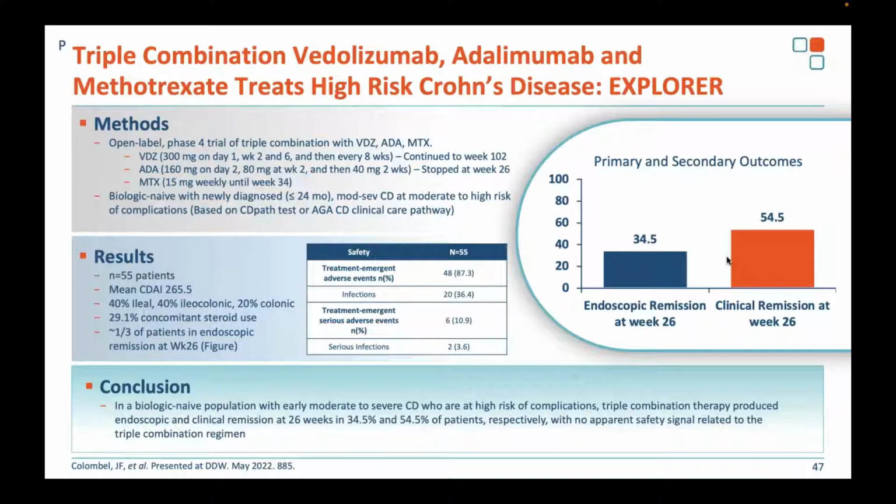55 patients, 30% of whom were on concomitant steroids as well. Then if you look at week 26, endoscopic remission was seen in about 35% of them, clinical remission in slightly over half of them. What does this tell us? Well, I'm going to draw the same conclusion that James drew from the Vegas study, and that is, even when you combine 3 or even 4 mechanisms of action, what's important is you didn't see a whole lot of nasty side effects.